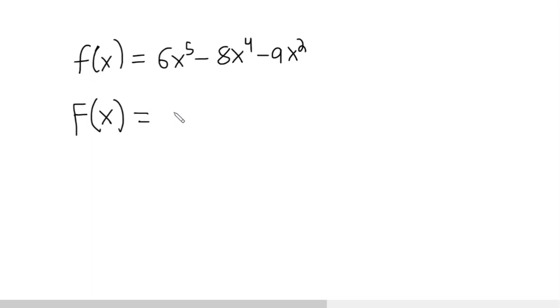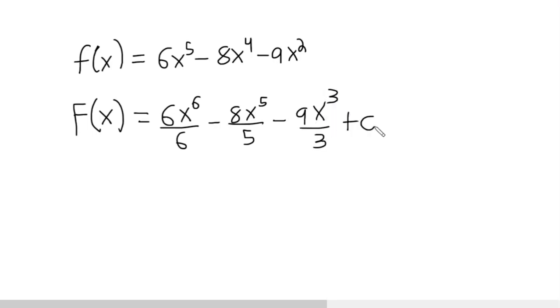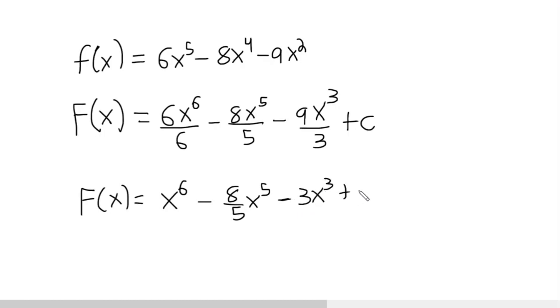So okay, well, let's just use the power rule. So remember, I add 1 to the exponent, 5 plus 1 is 6, and divide by the new exponent. Okay, we'll do this again. 8x to the 4 plus 1 is 5, and divide by that 5. Okay, and we'll do one more time. 9x to the 2 plus 1 is 3, divide by that 3, and don't forget the c value. And then now let's just clean this result up. So I'm going to get x to the 6th minus 8 fifths x to the 5th minus 3x cubed plus c. And that's it. That's really all there is to it.